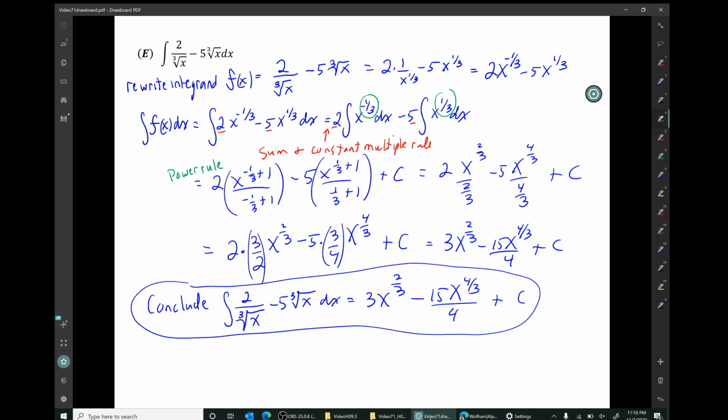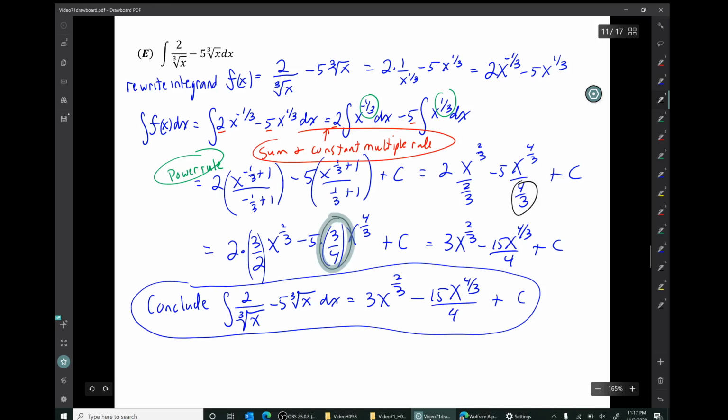There's the solution, the same sequence of rules, the sum and constant multiple rule to begin with, and then the power rule, being careful of the exponents. Notice that dividing by 2/3 is the same as multiplying by 3/2. Similarly, dividing by 4/3 is the same as multiplying by 3/4.